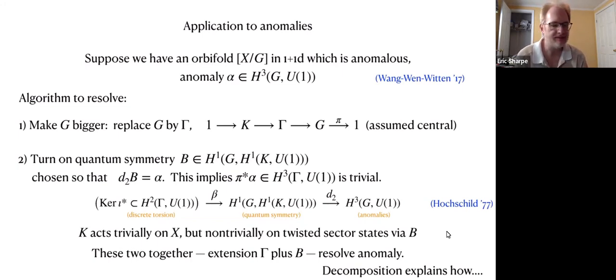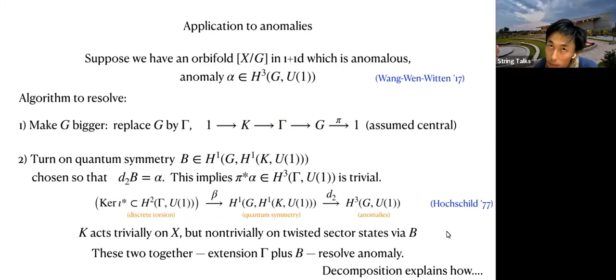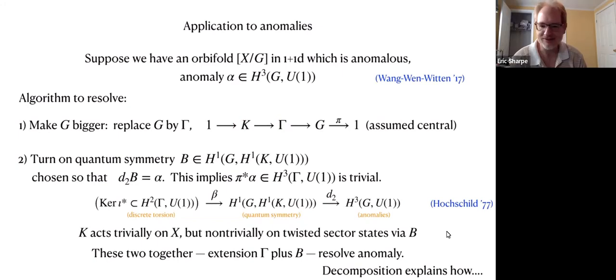And until I can straighten out the basic case of an orbifold by a finite two-group, which is an extension of a finite group by B of a finite group, that's the most basic example I can think of. And until that's straightened out, I've started thinking about it a little bit, but I don't have a lot to say right now.